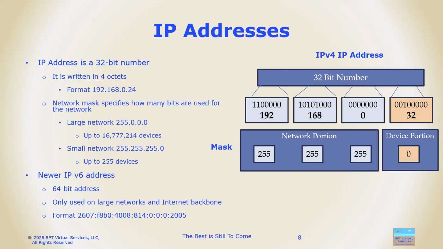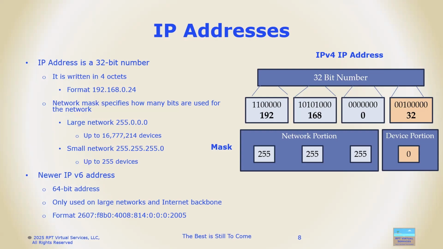There is a new set of addressing called IPv6, and that uses 64-bit addresses. As you might imagine, when they first invented the internet, no one thought that there would be dozens of devices in every home that each needed an internet address. But now that's what we have.